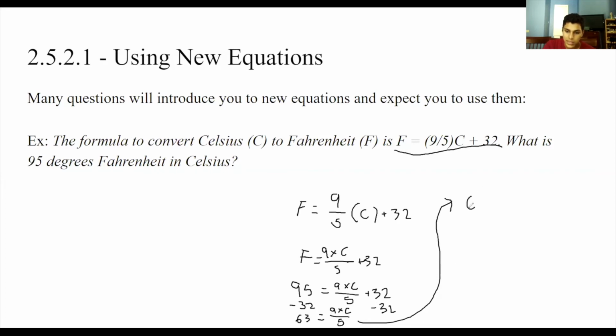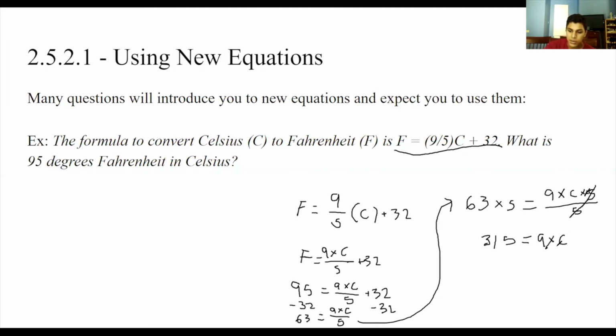So if I multiply 63 by 5, that's going to be equal to 9 times C times 5 divided by 5. And remember, I have to do the same thing to both sides of the equation. So here I have 9 times C times 5. Well, the times 5 and divided by 5 cancel out. And 63 times 5 equals 315. And that's going to be equal to 9 times C.